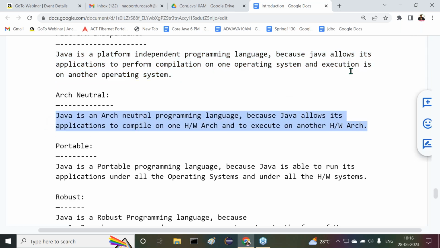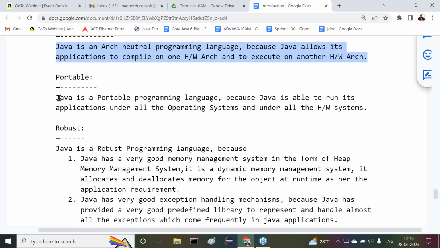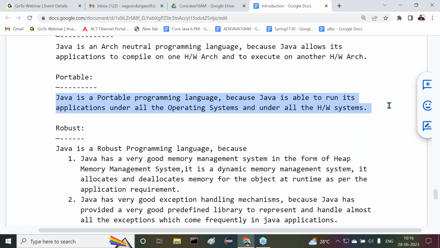Nice. Similarly, with a small change, Java is an architectural neutral programming language. Java is an architectural neutral programming language because Java allows its applications to compile on one hardware system and execute on another hardware system. Portable. Java is a portable programming language because Java is able to run its applications under all the operating systems, under all the hardware systems. Robust.